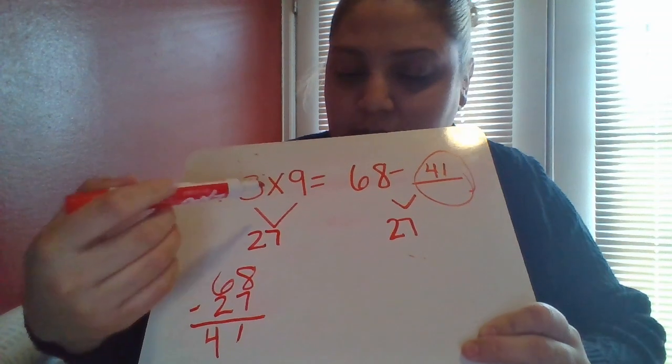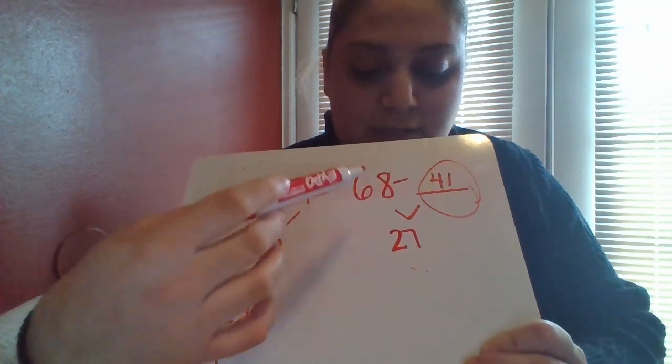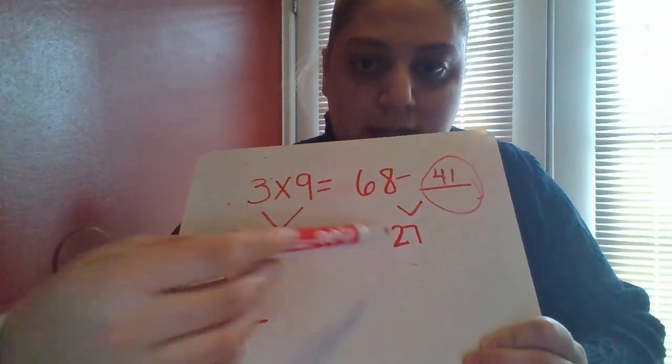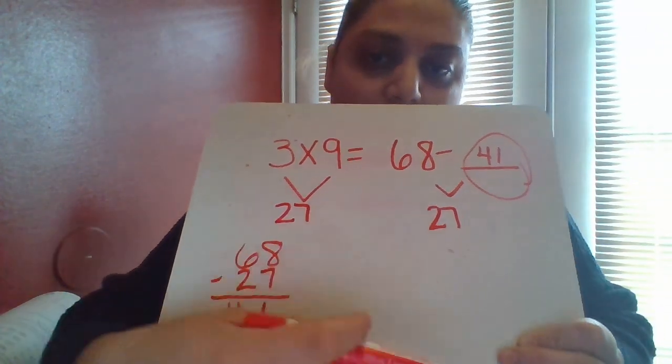So if I write 41 here, let's see if that will make my statement true. I'm saying that 3 times 9 is 27, and I'm also saying 68 minus 41 is 27. Okay, let's see if I'm right.